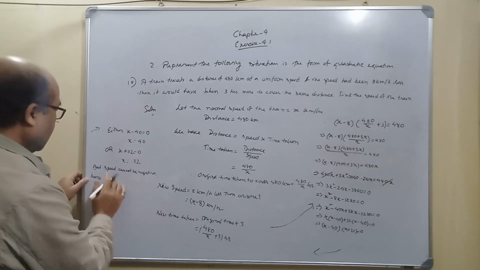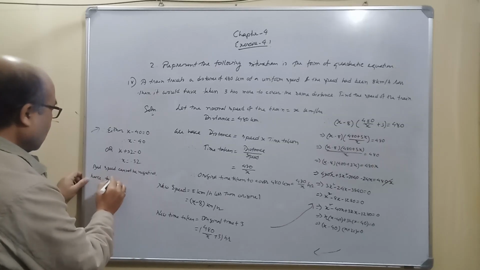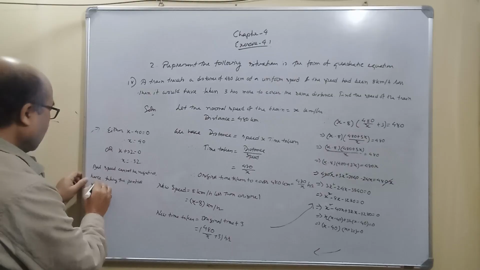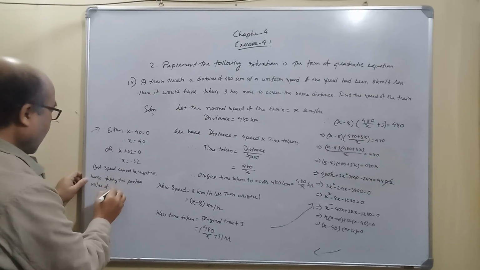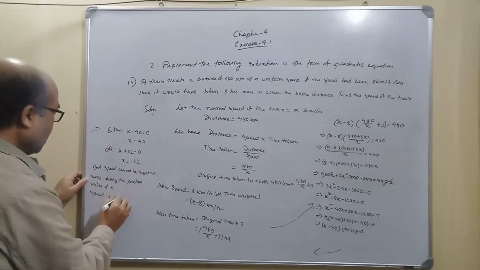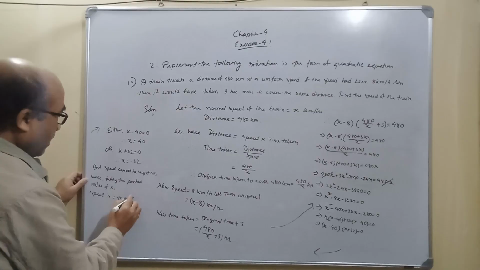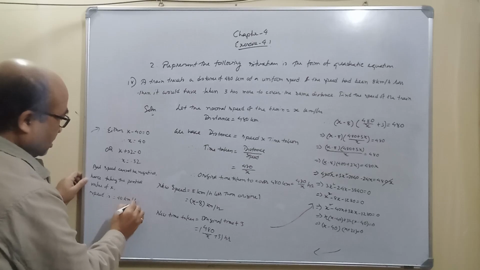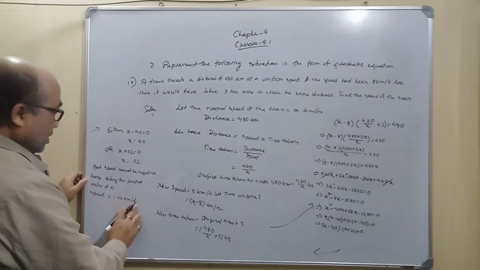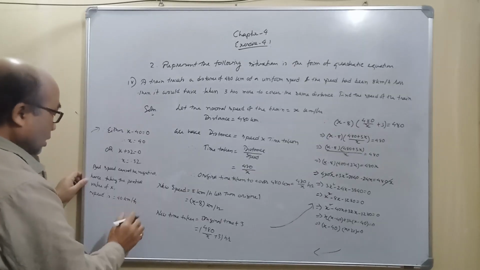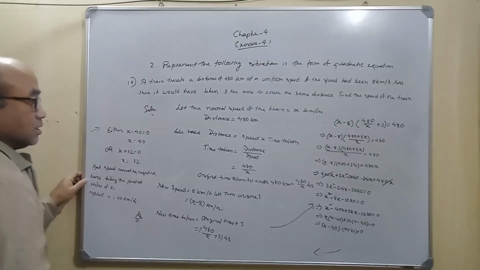Hence, you can write, taking the positive value of x, speed is 40 kilometer per hour, or simply km/h. That is how it is written. So this is the unit. You have to write the unit also. Don't forget the unit. And that is your solution.